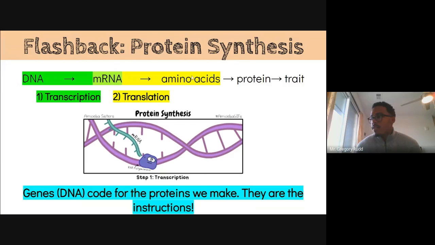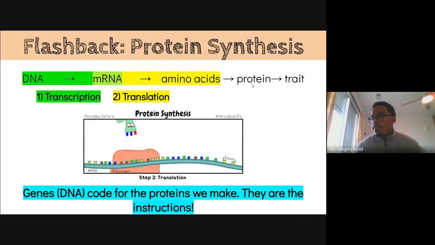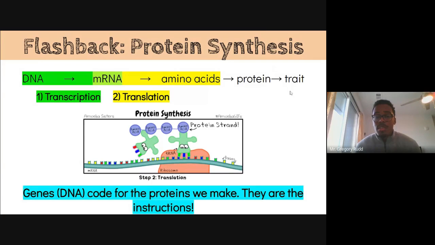Those amino acids will eventually form into a protein, and proteins are what give us our traits. They are what give living things their traits. So the process has to start with DNA. If you change the DNA, then you're going to change the traits, because you're going to change the proteins that can be made.